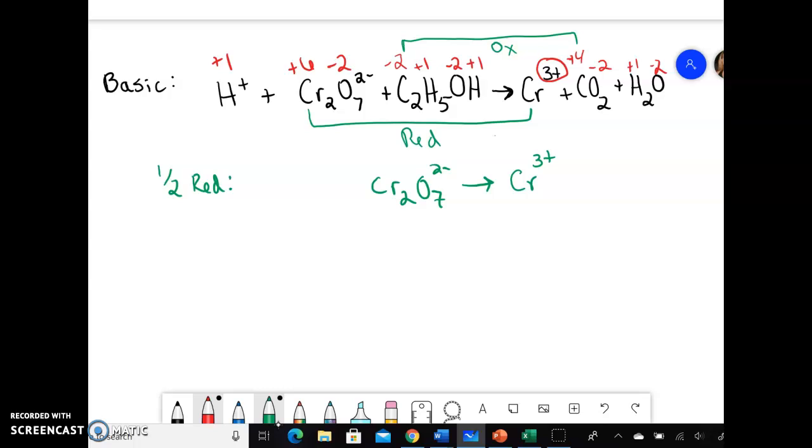All right, the first thing is to balance the atoms. We have to meet the law of conservation of mass rule. So we've got to put a 2 here to balance the chromiums. Then we're going to look at the difference in charge times the number of atoms.